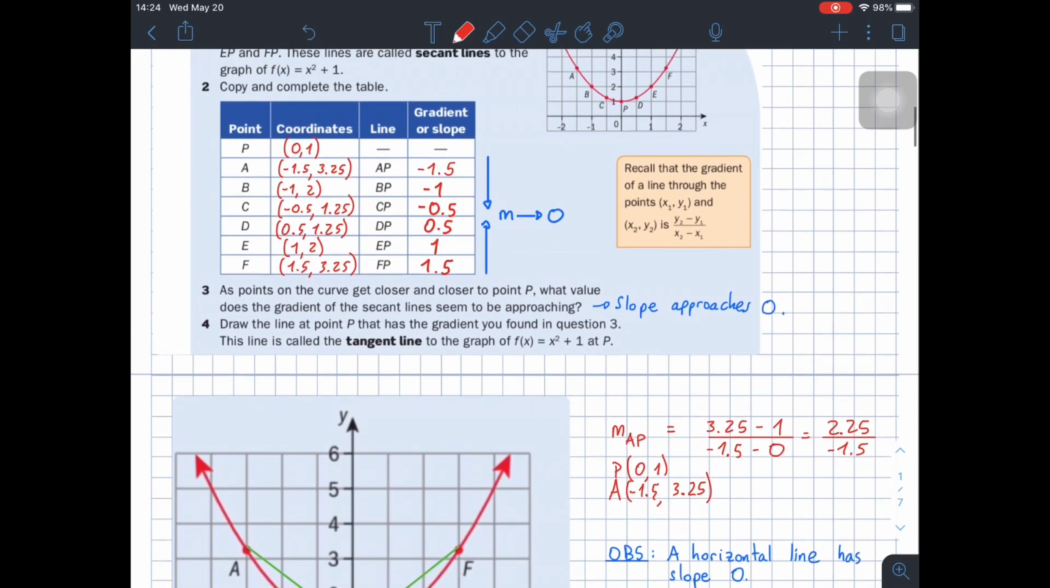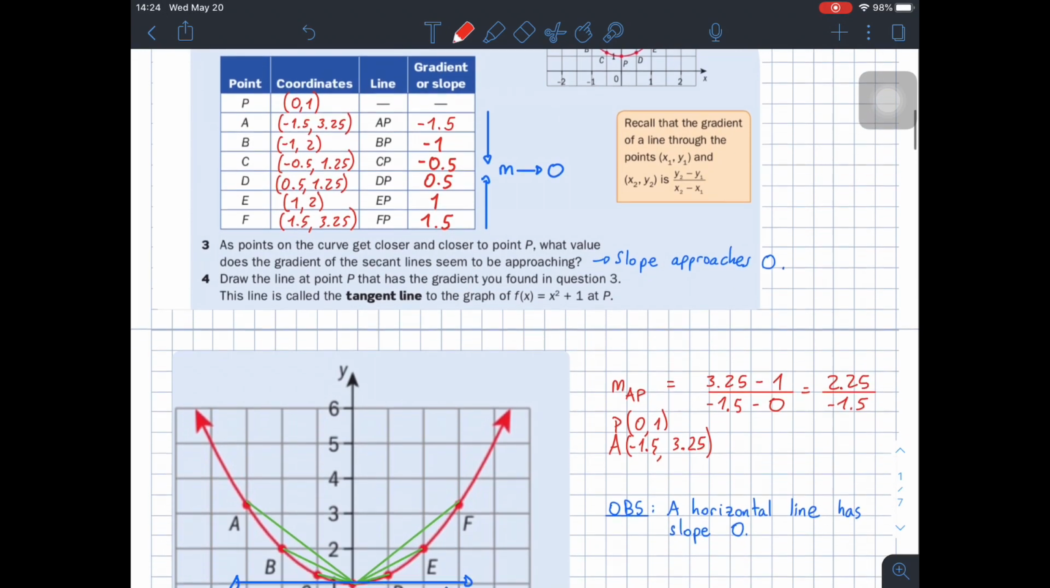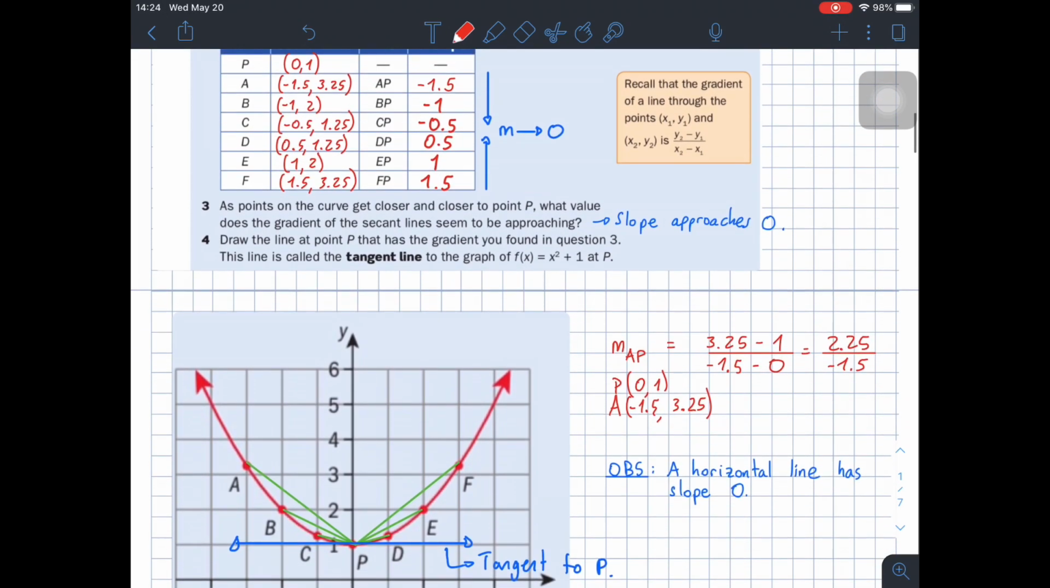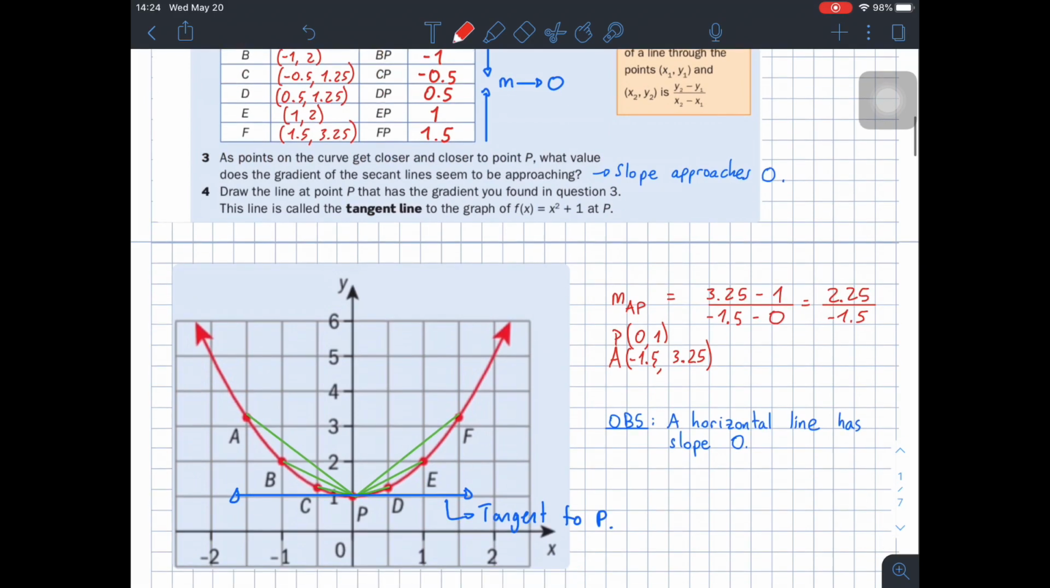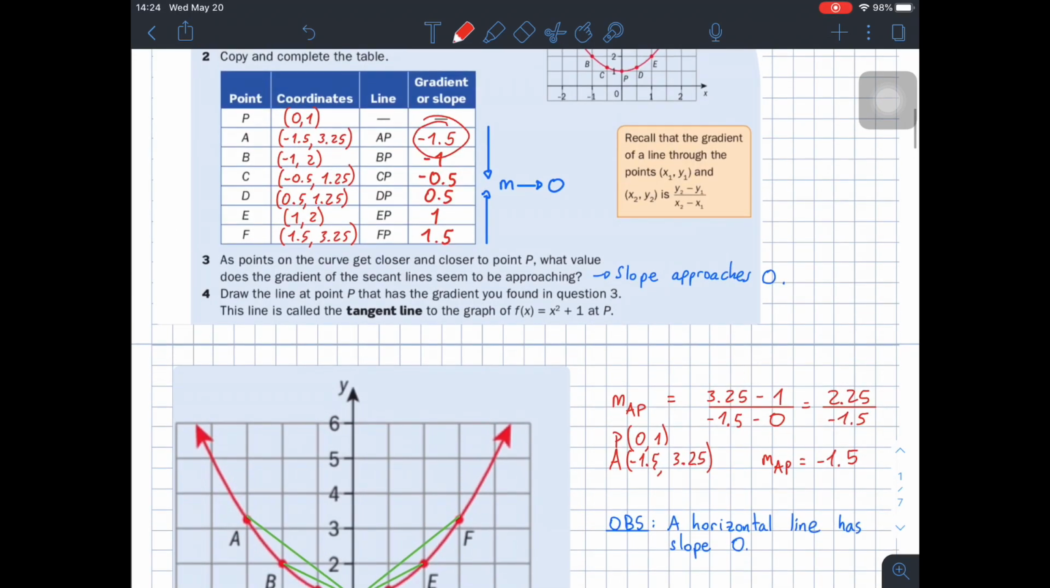Apparently this should be equal to 1.5, but let's see, 2.25 divided by 1.5, yes, it's 1.5. Okay, so the slope of AP, write that here, slope of AP is 1.5, negative 1.5, sorry, negative 1.5. And that's exactly the value I wrote here, okay, negative 1.5.